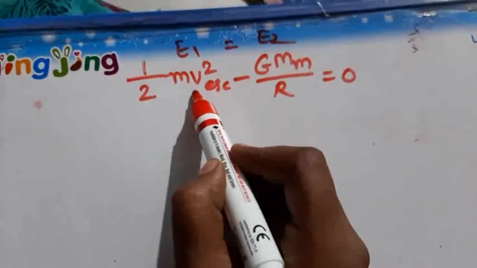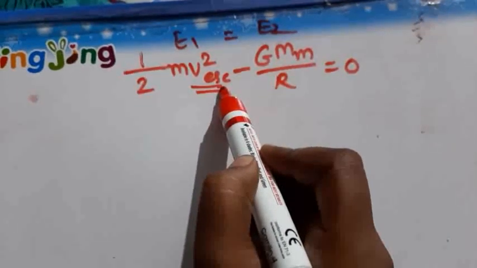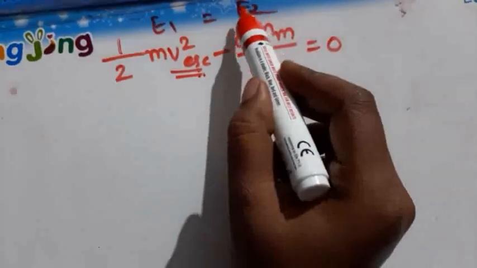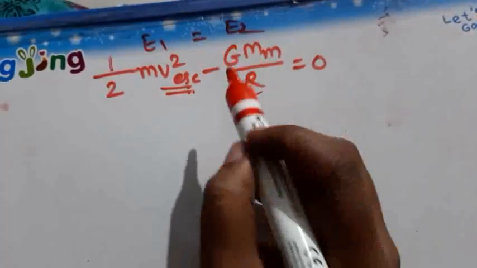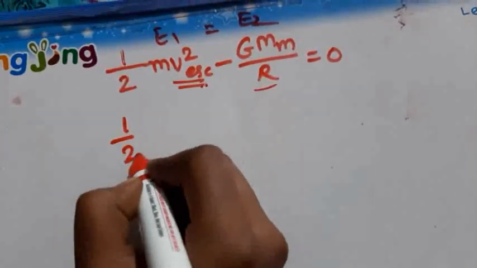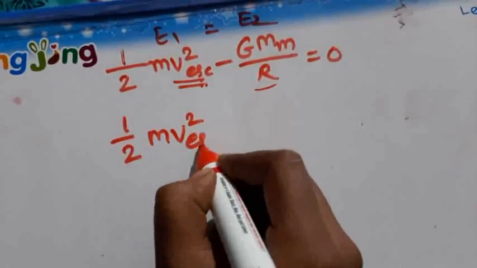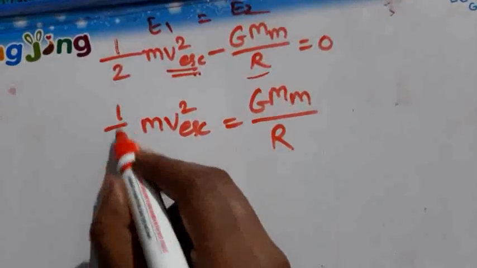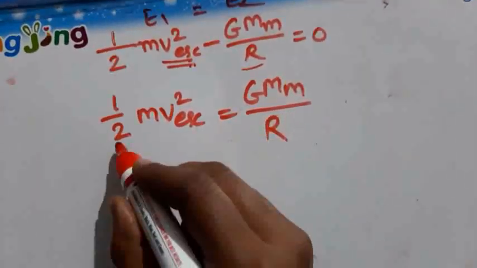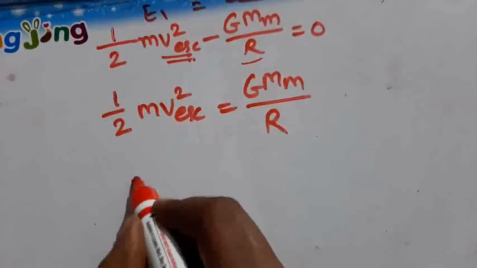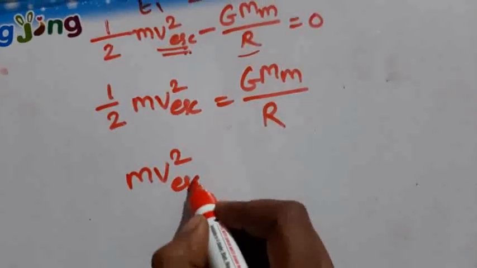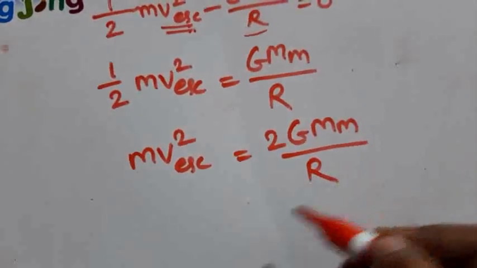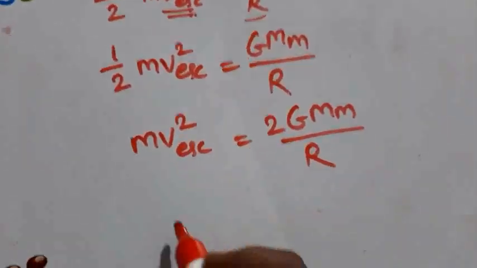So from this we are interested in the calculation of V escape. So we will try to find the value of V escape. For that, this whole term we will shift next to the equal sign. So the equation will become half mv square is equal to GMm divided by r. Now this half we will send here, then it will become 2. So mv square is equal to 2GMm divided by r. Now m we also don't want, so we shift it here.